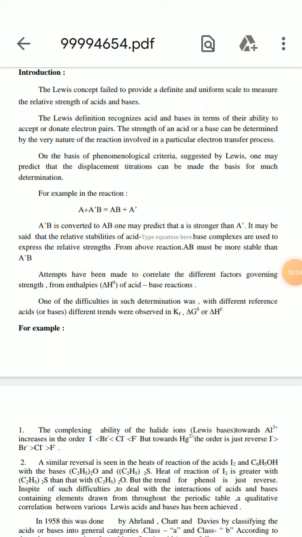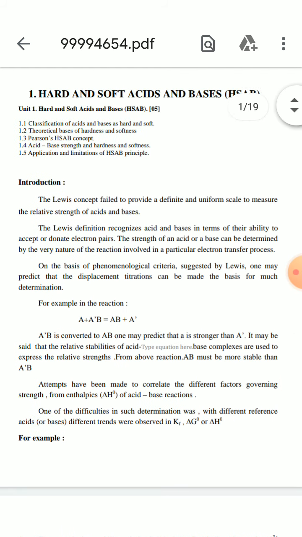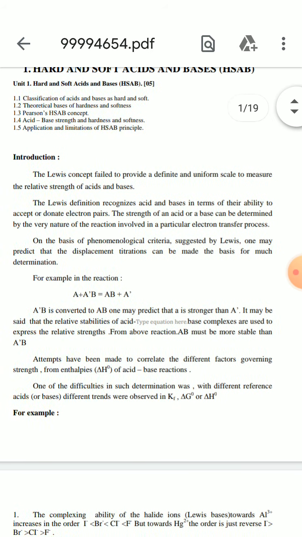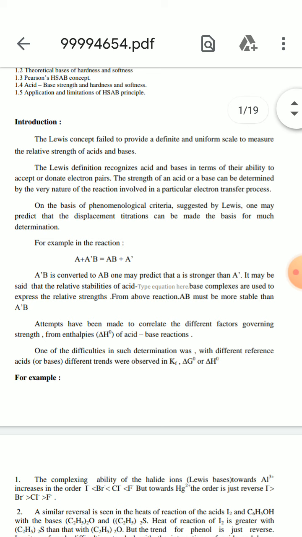Namaste, this is BSc B.Ed second semester class of State of Matter and Nuclear Chemistry, and the topic is HSAB. HSAB means hard and soft acids and bases. The Lewis concept failed to provide definite and uniform scales to measure the relative strength of acids and bases.